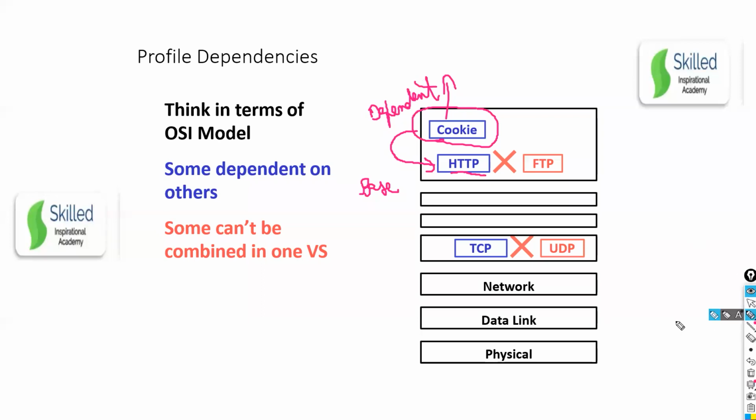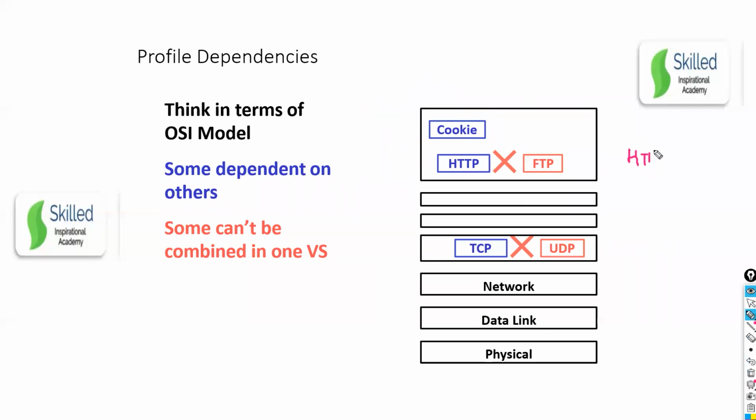Some can't be combined, that is one, and some are dependent. Can you see blue and red? This cannot be clubbed together, but some can be. So can I create one question, guys?